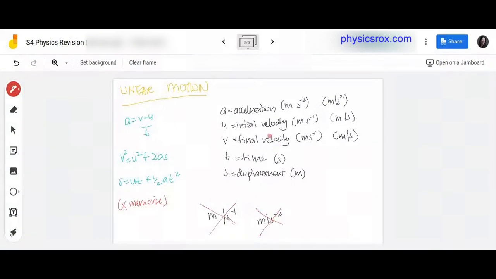So in terms of how to use the formula, like I said, go back and look at the Jamboard. Not Jamboard lah.